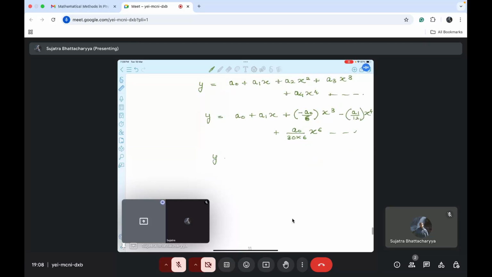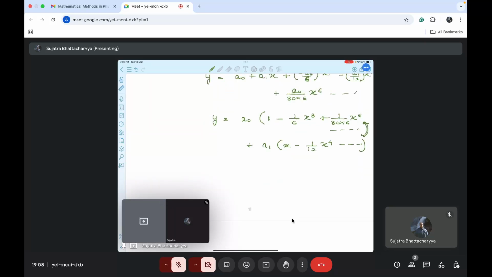Okay, so now you know what I have to do. A naught has to be taken common in one case. So 1 by 6 x cube plus 1 upon 30 into 6, x to the power 6, and so on. Okay, this is one set. Second set is A1 x minus 1 by 12 x to the power 4, and so on. You can write many other terms, but it's your choice. Okay, so this is the answer. This is how you have to solve the ODE using the power series method.